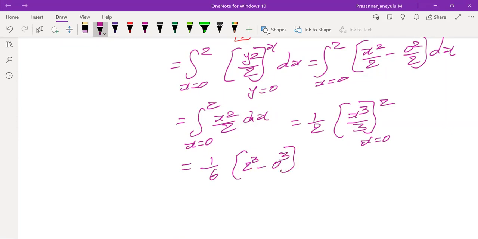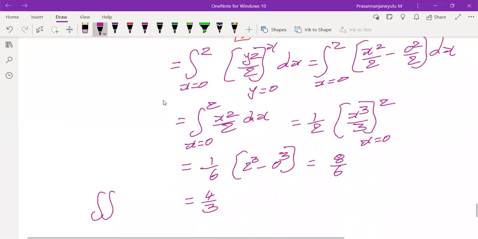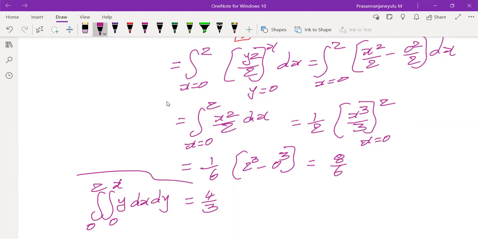Okay, so what is 2 cube minus 0 cube? 8 by 6. If we do the simplification, what will we get? 4 by 3 is the answer of the double integration of y dx dy. The limits on the interior integration are 0 to x and the exterior integration are 0 to 2. I hope you understood. Clear this one?